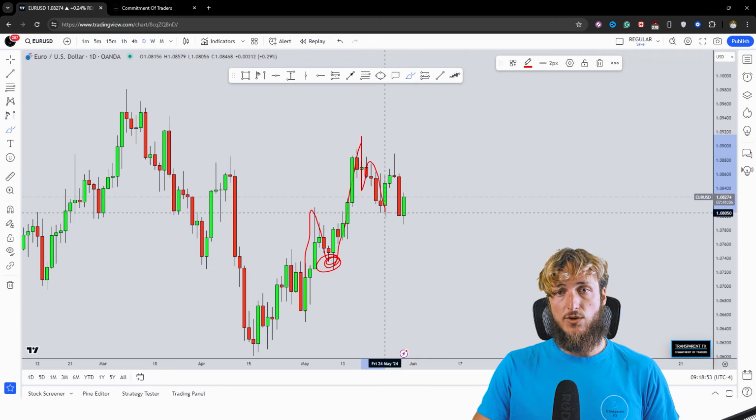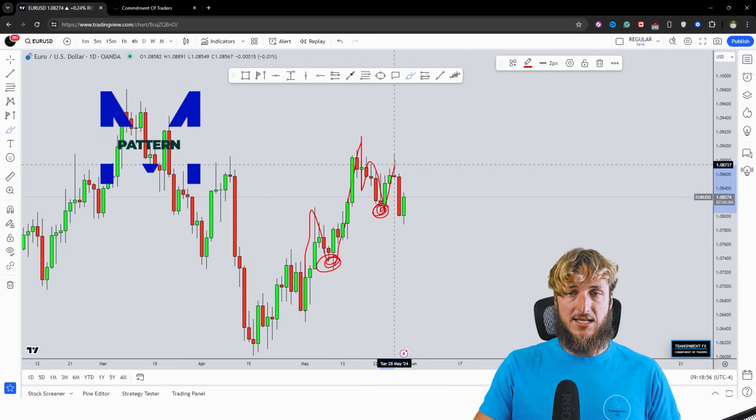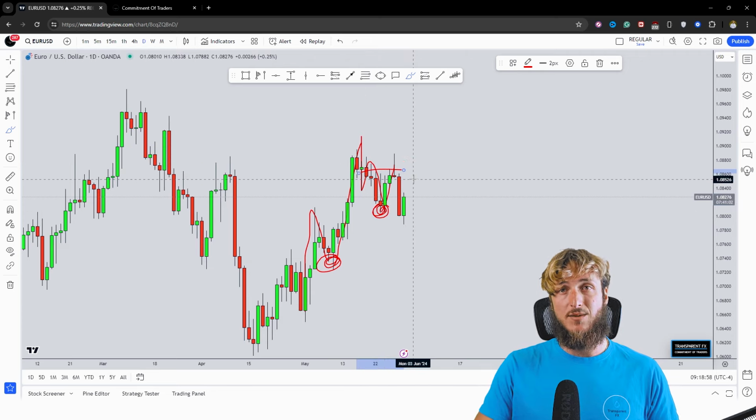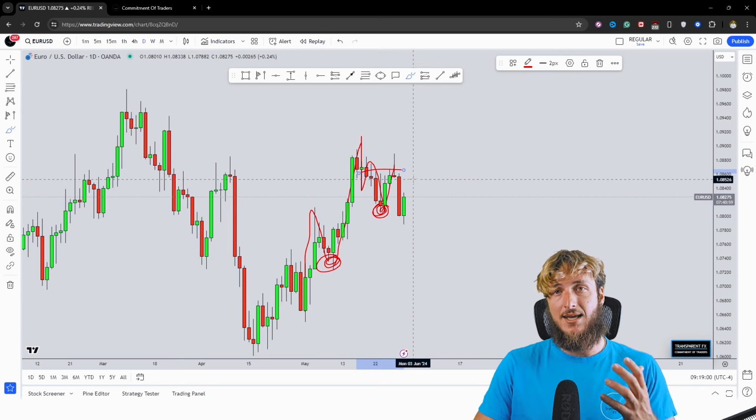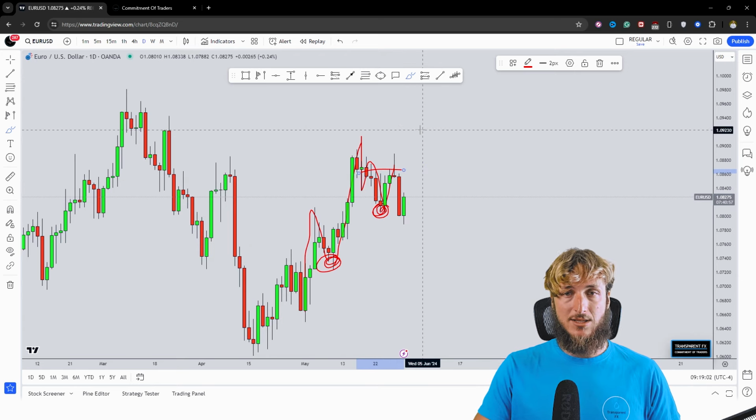Then we had the creation of this M pattern. From here, I explained all the reasons for which we could expect the potential completion at the neckline, and again, that is exactly what the market did.